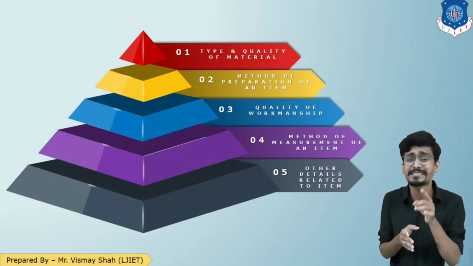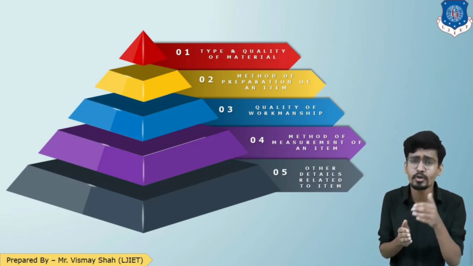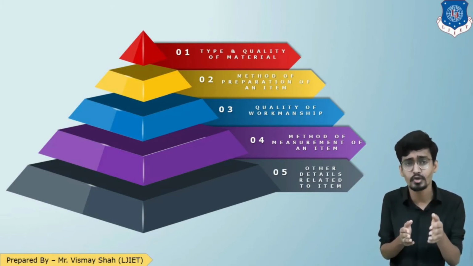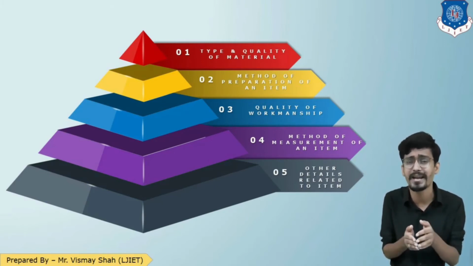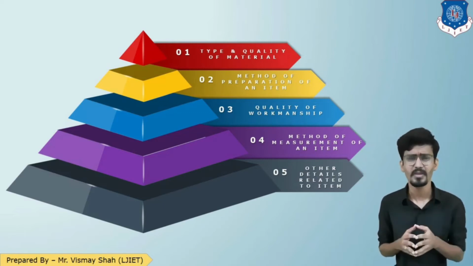This we have already studied in the session on mode of measurement. Again, in the specification you need to define how this item of work will be measured, how the rate will be calculated, what the deduction criteria should be, what should be included, what should not be included, and what temporary or other equipment should be included in the rate. So that is mode of measurement of an item.